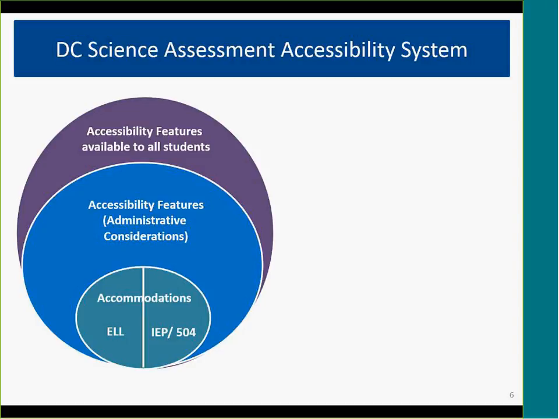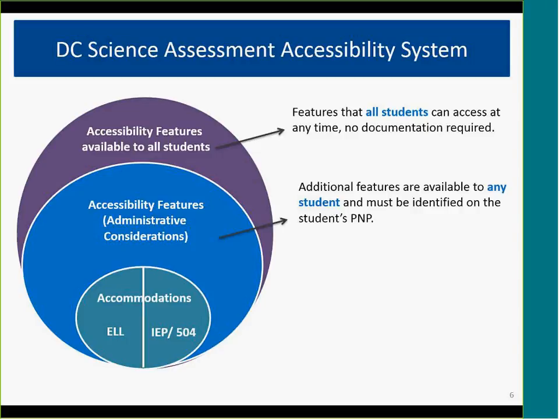I want to call your attention to 3 buckets that inform the DC Science assessment accessibility system, and these buckets are represented in these circles here. The first one in purple relates to accessibility features available to all students. These are features that all students can access at any time, and there's no documentation required. In the second circle in blue, these are additional features that are available to any student and must be identified on the student's PNP, and we refer to those as administrative considerations.